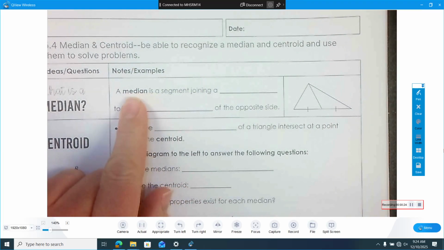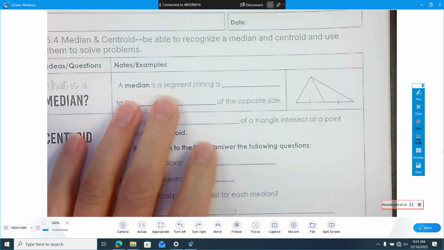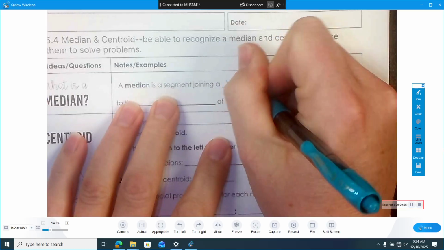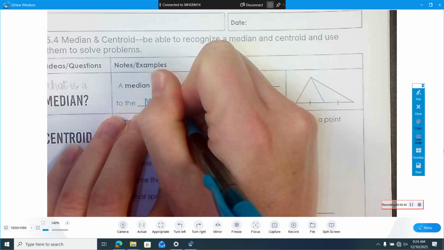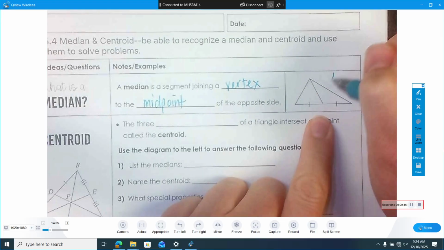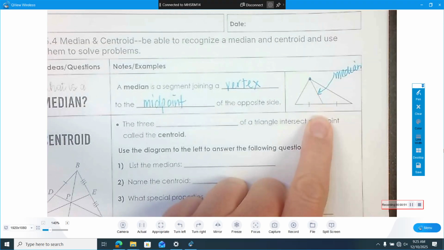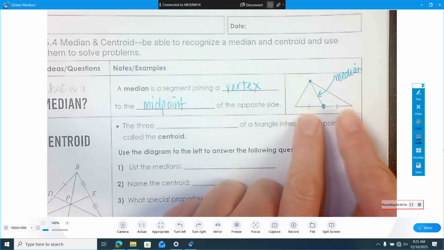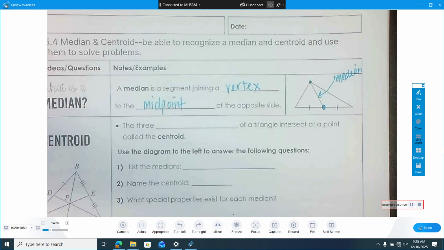A median. What do you suppose that means? Median. In the middle. Like a highway. Yeah, median. A median is a segment joining a vertex of a triangle to the midpoint of the opposite side. So this line right here is a median because it's going from a vertex of the triangle to the midpoint, and I can tell it's a midpoint because my segment has 2 congruent markings. Okay, so that must be the midpoint.